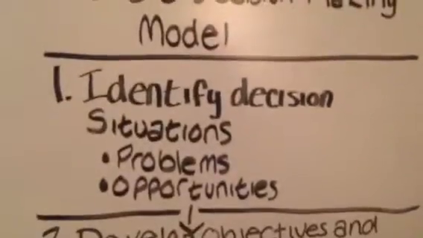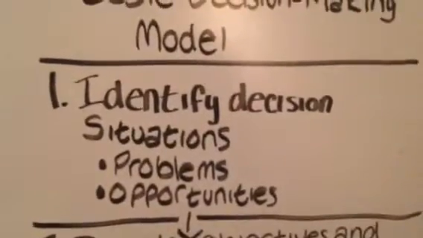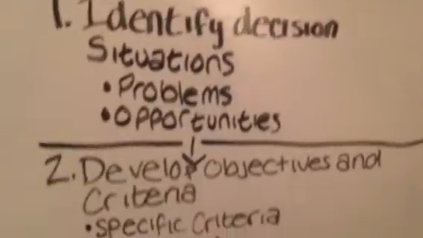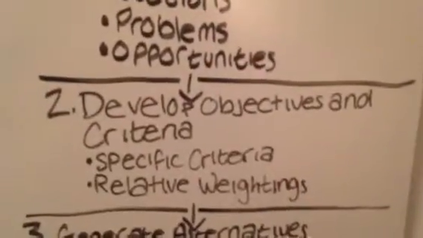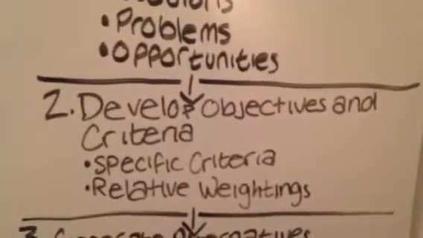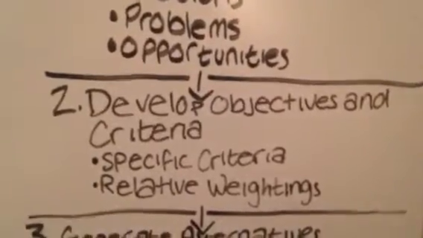Step 1. Identify decision situations. Where are problems or opportunities where a decision needs to be made? Step 2. Develop objectives and criteria. What specific criteria are needed to make these decisions, and what are the relative weightings of each of these criteria?